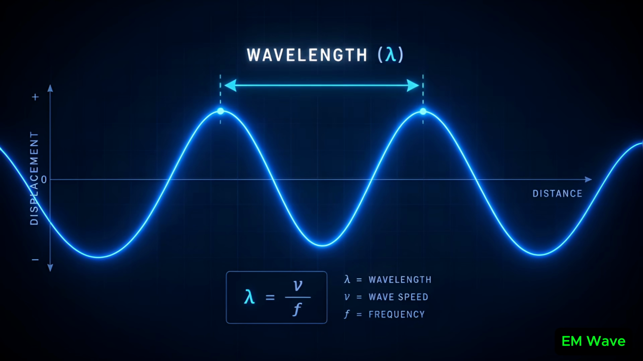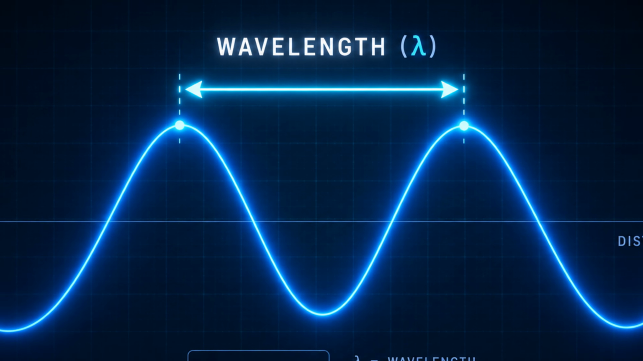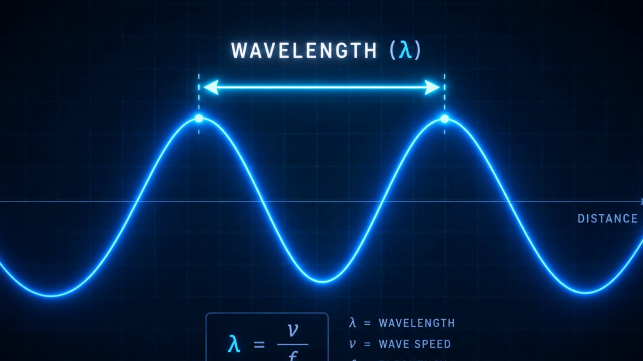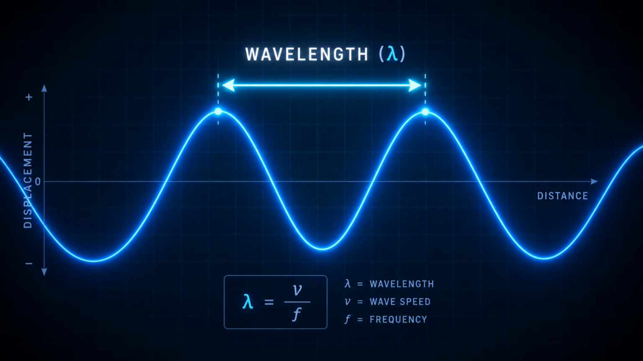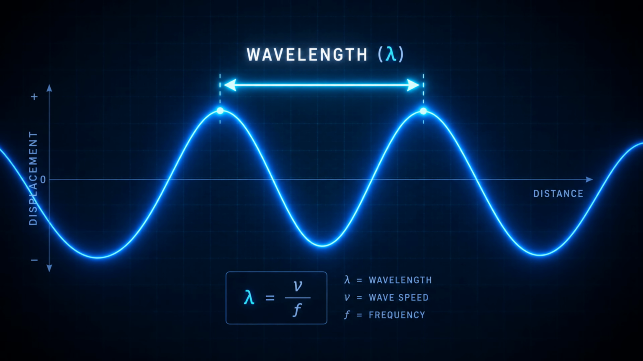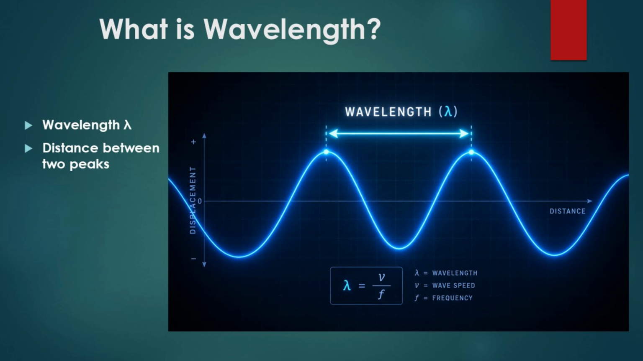Wavelength, represented by the Greek letter lambda, is simply the distance between two identical points on a wave. Usually, we measure the distance from one peak to the next peak. Longer waves have larger wavelengths, while shorter waves have smaller wavelengths. This difference in wavelength gives each wave its own characteristics.